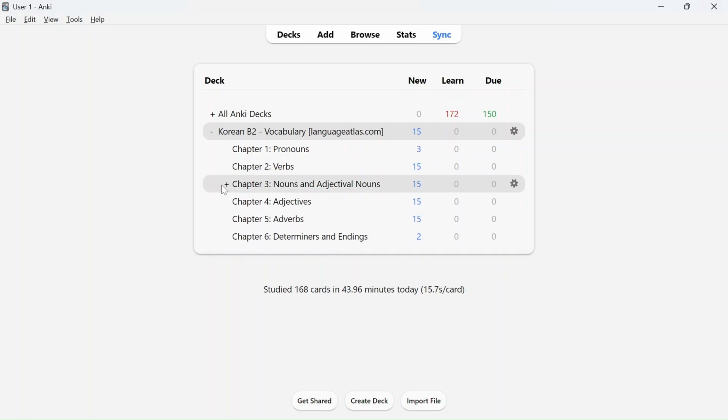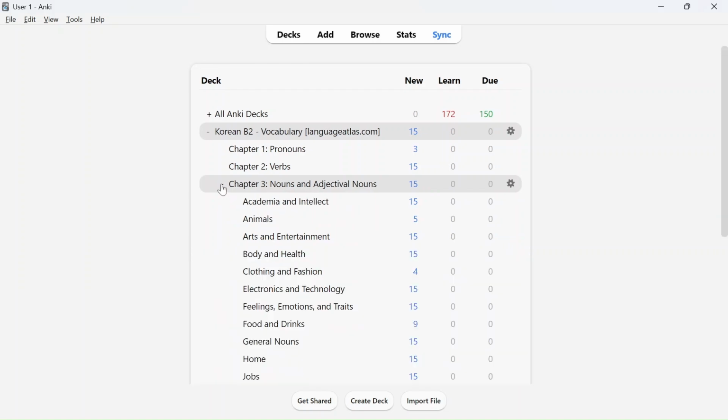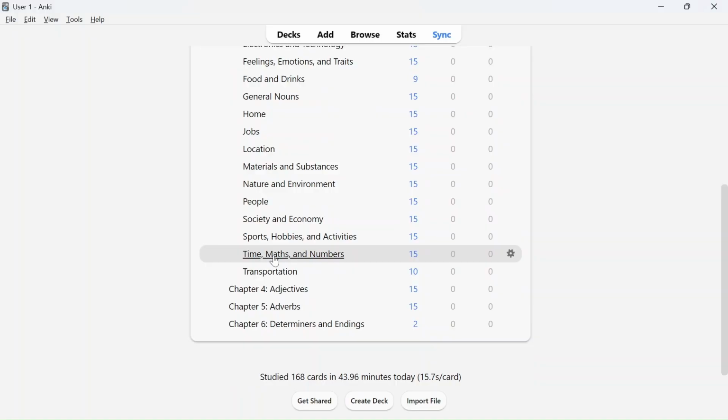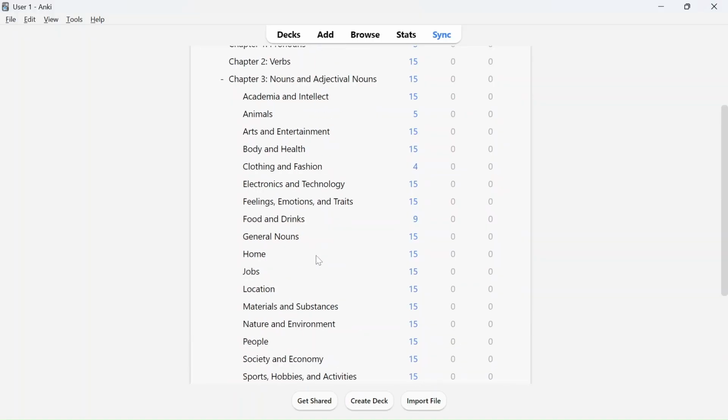If I go to chapter 3, nouns and adjectival nouns, you can see that in front of it there's a little plus icon. If I click on it, you can see that there are subdecks, 19 to be precise. What I've done is that I've categorized all nouns by theme, ranging from academia and intellect, animals, all the way to time, maths and numbers, and transportation.